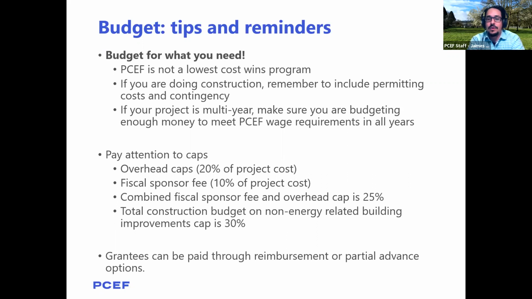Guidance that if you're working with a fiscal sponsor on your project where you're not directly applying, that fiscal sponsor is expected not to take any more than 10% of project costs for their administration of those funds, and that there's a combined overhead and fiscal sponsorship cost cap of 25%.